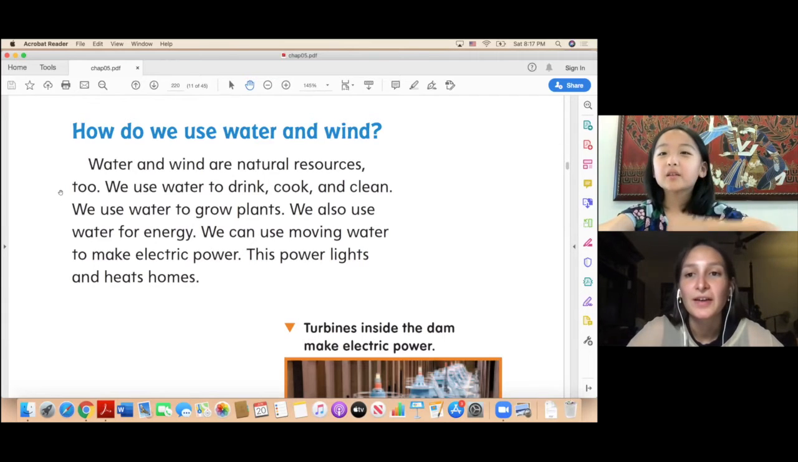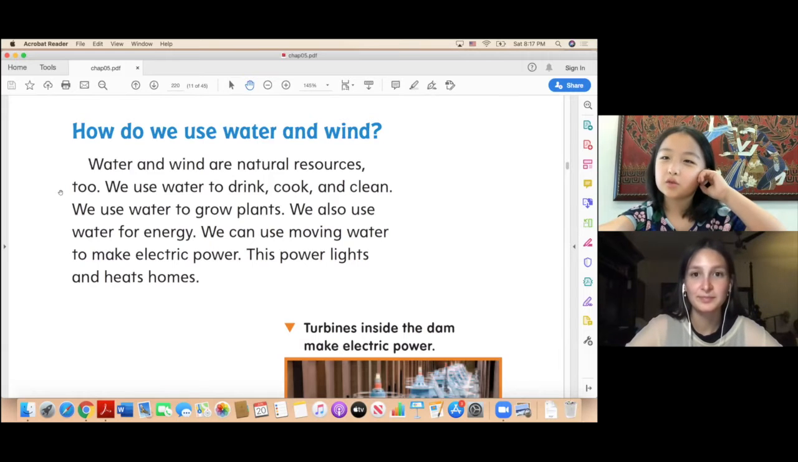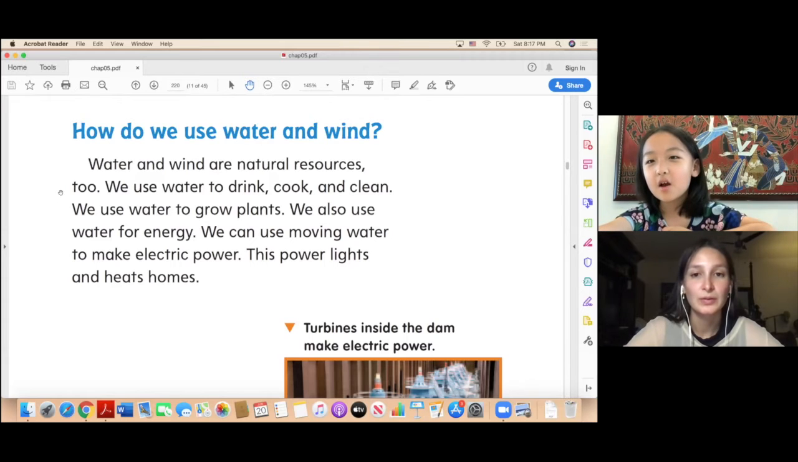So, water and wind are natural resources too. We use water to drink, cook, and clean. We use water to grow plants. We also use water for energy. We can use moving water to make electric power. This power lights and heats up homes.